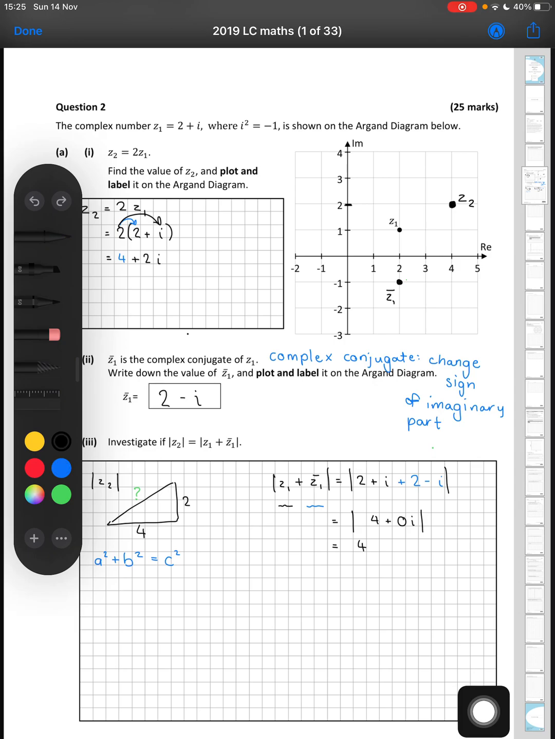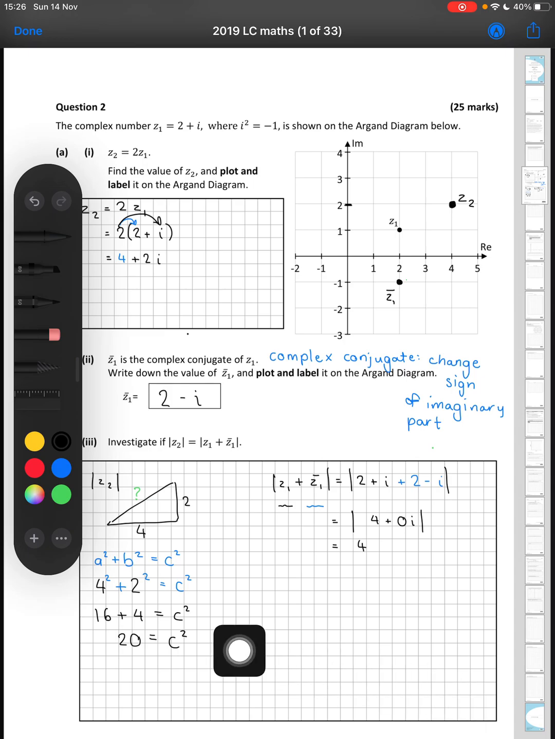So we have the two sides of the right angle triangle. So we have a 4 and we have a 2. Okay, and they're going to be equal to c squared. So the 4 and the 2 are being squared. So I'm going to have 16 plus 4 is equal to c squared. So I have 20 is equal to c squared.